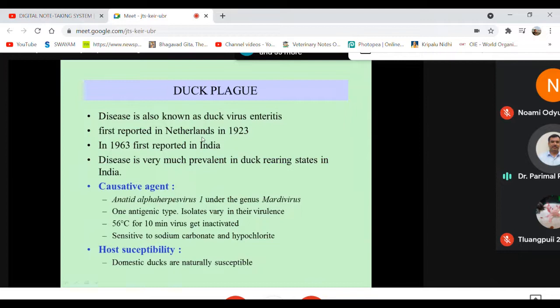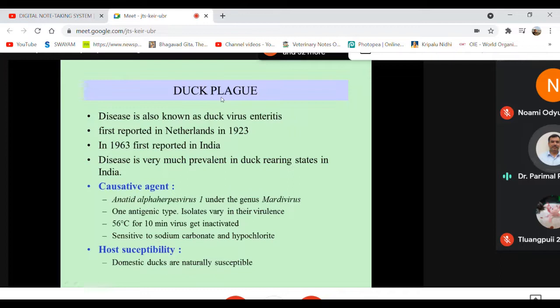Now, coming to three more infections in poultry, which we are going to discuss. One is the duck infection under herpes virus B, under the alpha herpes virus infections. The genus is Mardivirus, duck plague. As you know, this is a devastating viral infection in duck.